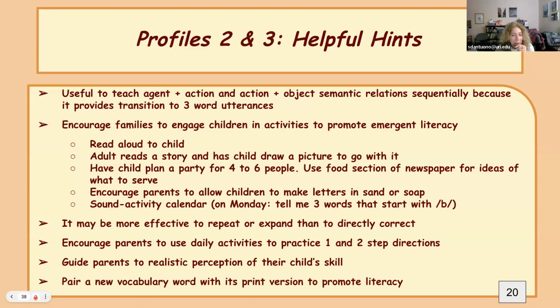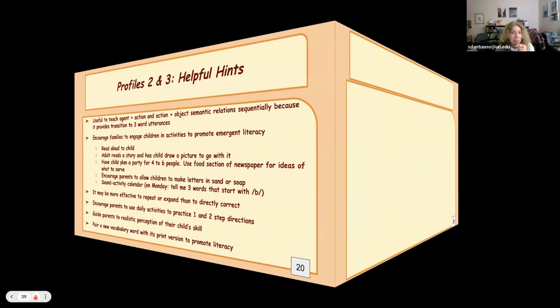Pair new vocabulary words with the print version to promote literacy as well. Okay.